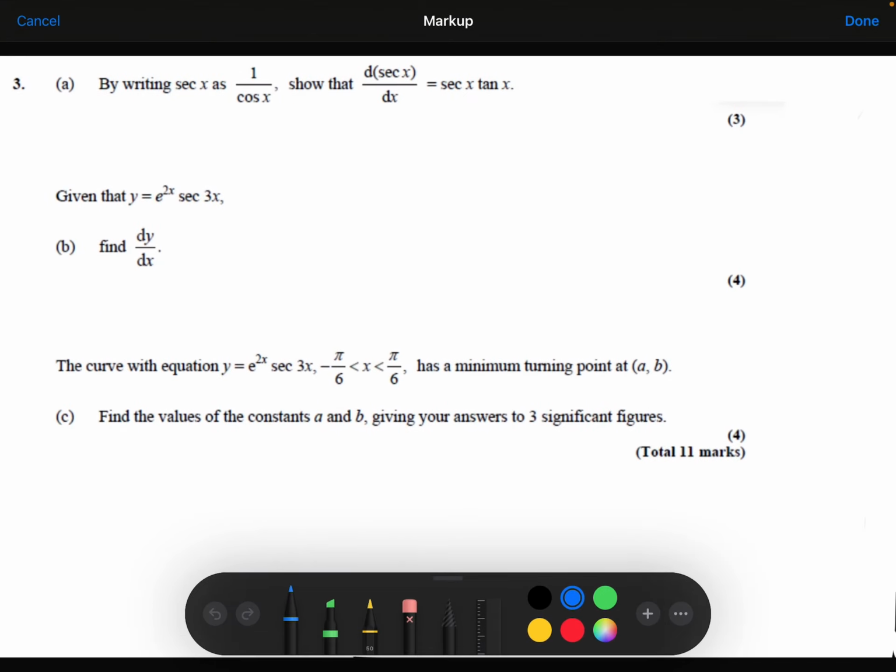Part B. Given that y equals e to the 2x sec 3x, find dy by dx. So we need to use the product rule because we've got two functions. We've got the e to the 2x and we've got the sec 3x. And we're going to differentiate that using the product rule. So let's let u equal e to the 2x. Let's let v equal sec 3x. So differentiating the exponential gives me the exponential, but by the chain rule I need to multiply by the derivative of the inside, which is 2.